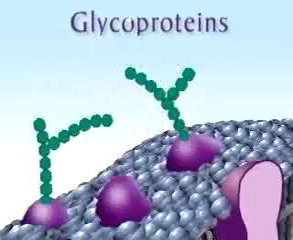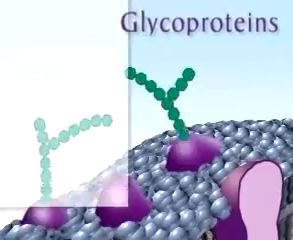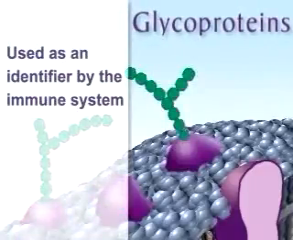Quite often, these proteins have sugar molecules attached to them, forming glycoproteins. These molecules extend from the membrane's surface and act as an identification marker. The proteins are used by the immune system to identify a cell as being self, or foreign, called non-self.